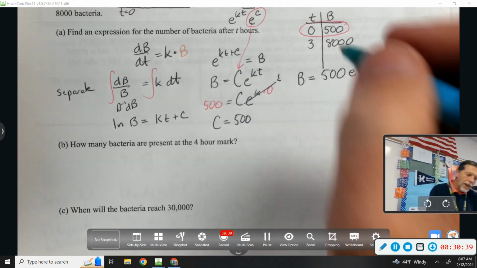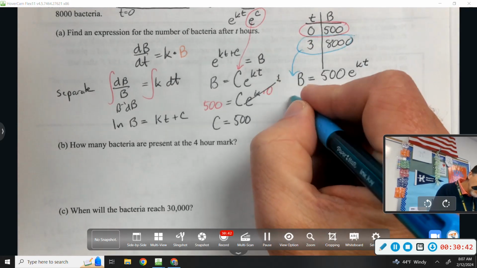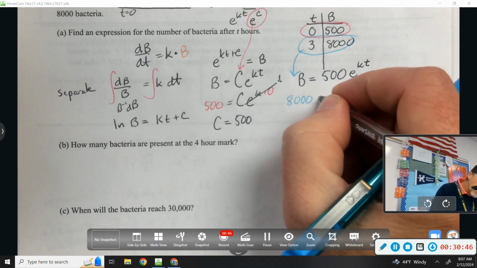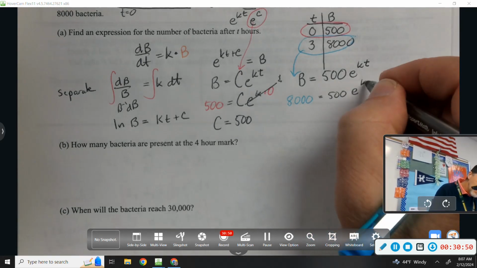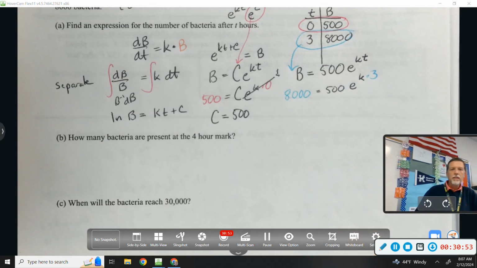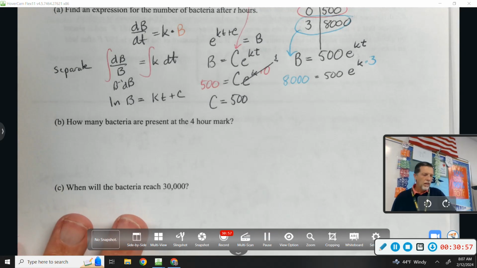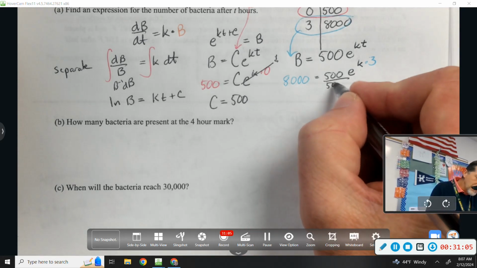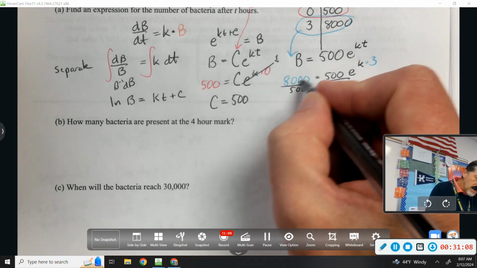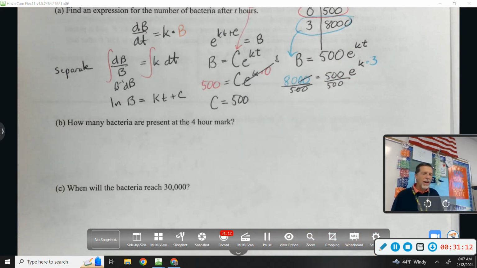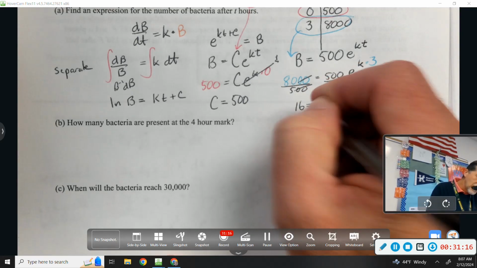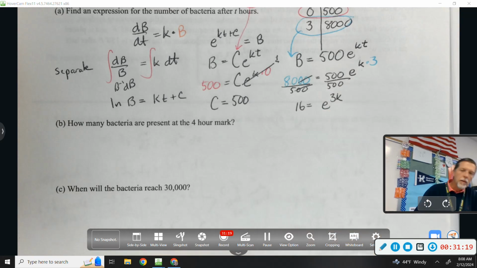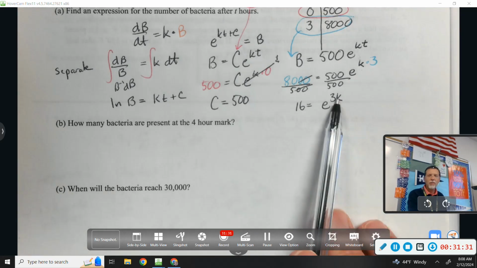Don't know k yet, but I do have another piece of information to use. So 8,000 equals 500 e to the k times 3. Okay, well this one's going to be a little bit more of a pain to figure out what k is. Let's divide by 500 first. Let's see, 80 divided by 5 is 16. What would you do next to start to figure out what k is? How do I get that 3k out of the exponent?